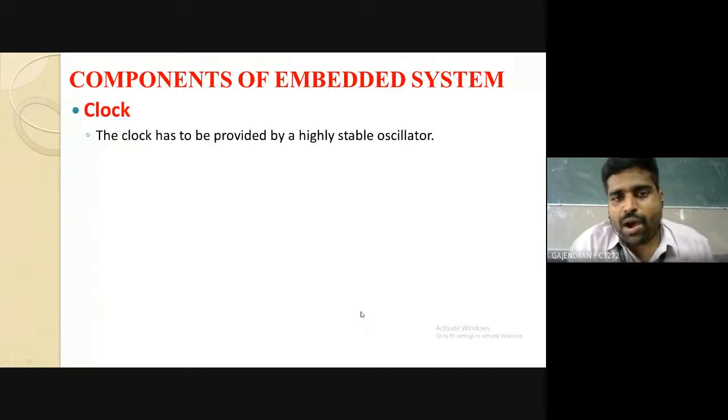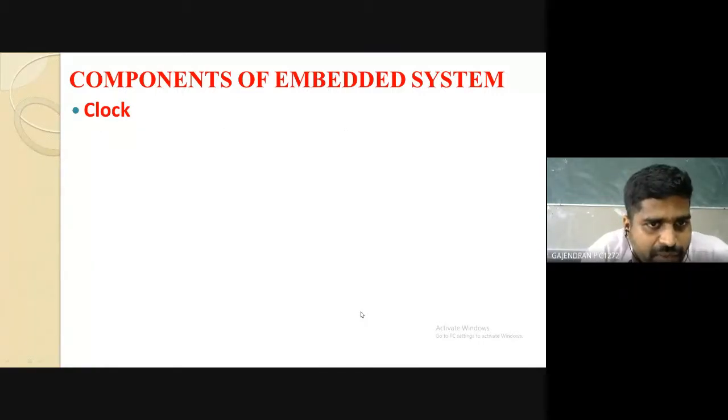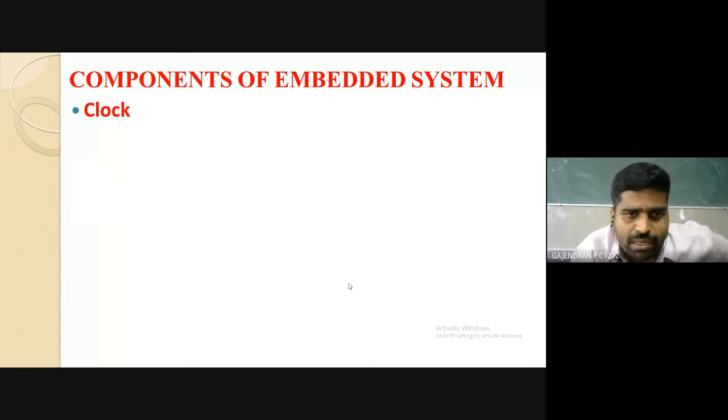Okay. Then clock. What is the purpose of the clock, sir? What is the purpose of the clock in your microprocessor, microcontroller system? Quick. Microprocessor or microcontroller system. What is the purpose of the clock? Synchronization.